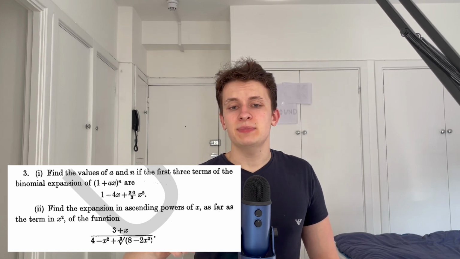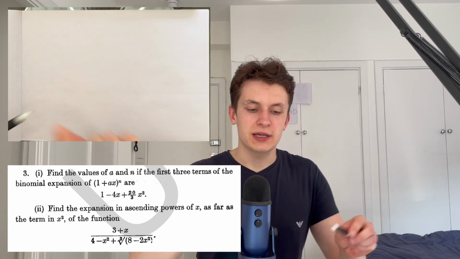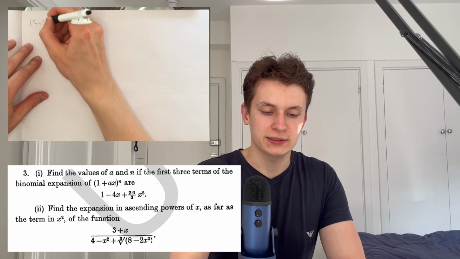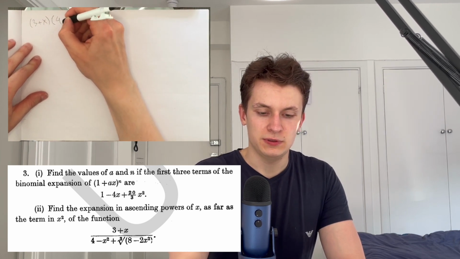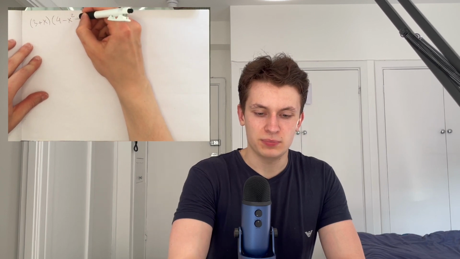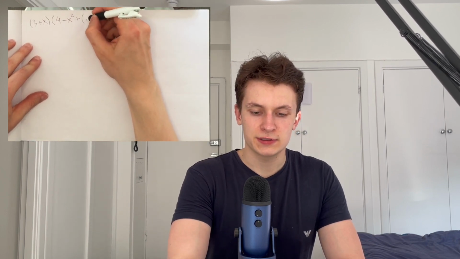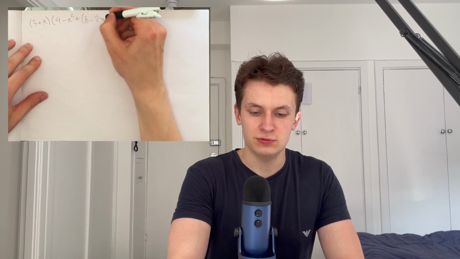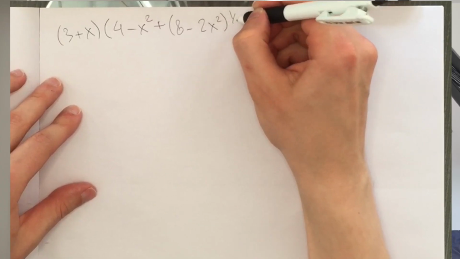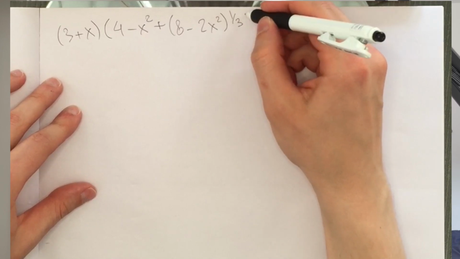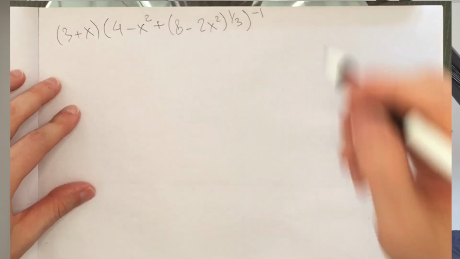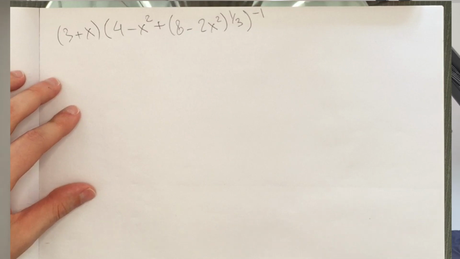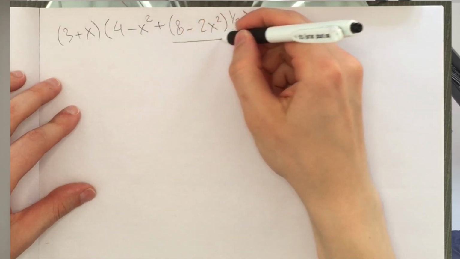The second question: find the expansion in ascending powers of x as far as the term in x squared. Okay, so this is about combination of binomial expansions. So 3 plus x on top, and then we multiply it. So we should rewrite it like that. It's going to be 4 minus x squared, plus, and then we also write this as a power, so we'll get 8 minus 2x squared to the power 1/3, all to the power minus 1. So it looks like a double application of the binomial formula.